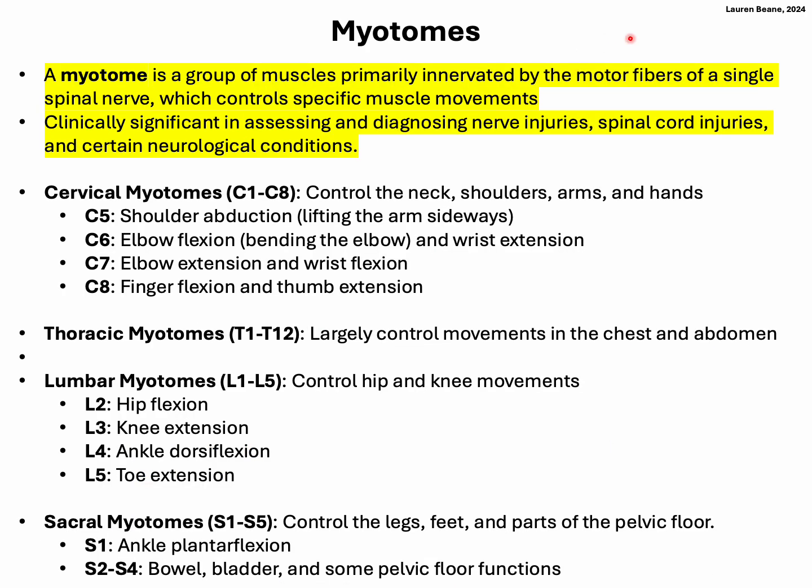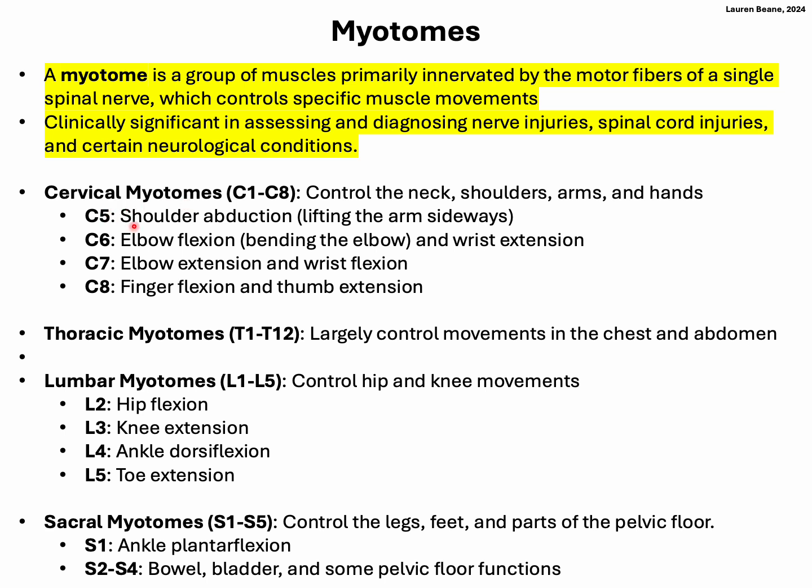Similarly, myotomes are groups of muscles primarily innervated by motor fibers of a single spinal nerve. So each spinal nerve is going to be more dominant in a particular muscle group, controlling a specific muscle movement. And these myotomes are also clinically significant in assessing and diagnosing nerve injury, spinal cord injury, right? You want to be able to evaluate sensation. You also want to be able to evaluate motor function.